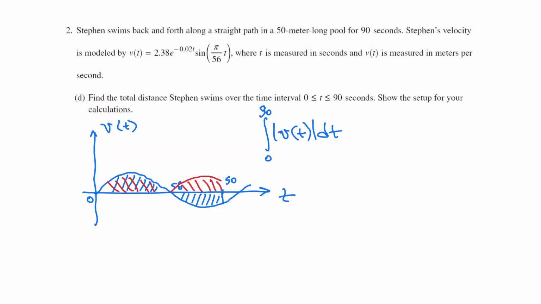As we just calculated, this total distance is equal to 62.164 meters. And so the complete answer is that the total distance that Steven swims over this time interval is 62.164 meters.